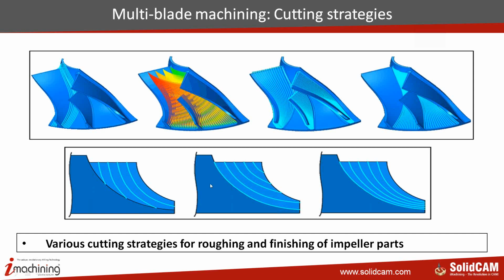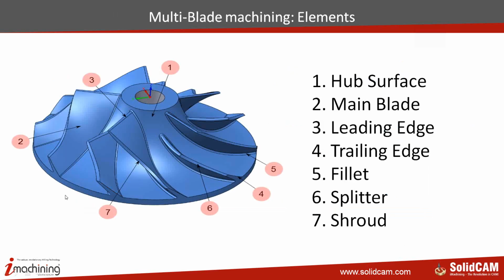Now, what are these elements? Basically, if you look at a multi-blade impeller, you have number 1, which is the hub surface, number 2, which is the blade surface, number 3, what we call the leading edge of an impeller. Number 4 is the trailing edge of an impeller. 5 is the root fillet. This is the trickiest part in any impeller. Number 6 is the splitter itself, and number 7 is the shroud. So these are the elements of a blade.